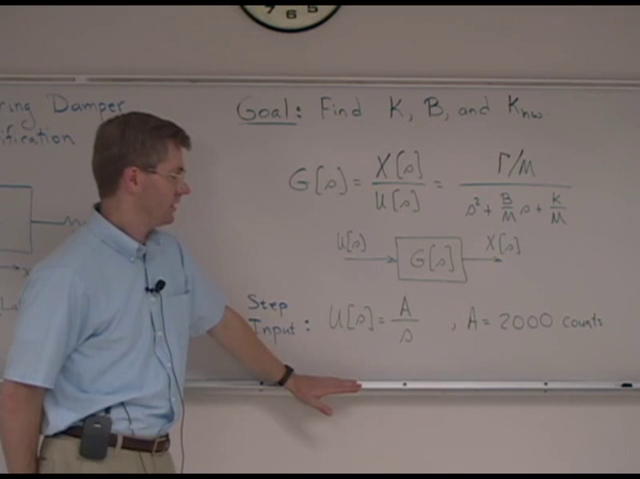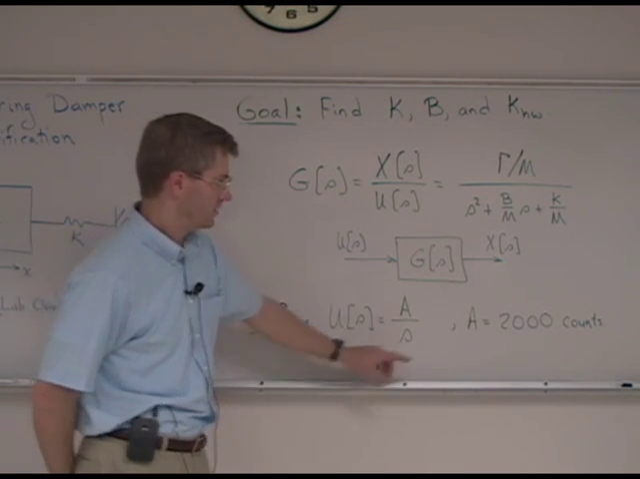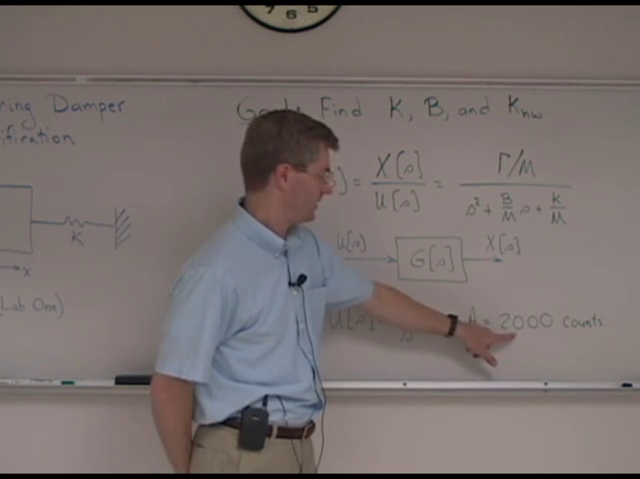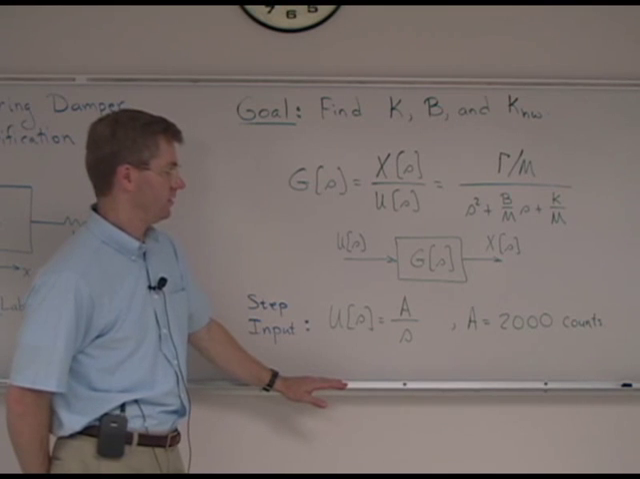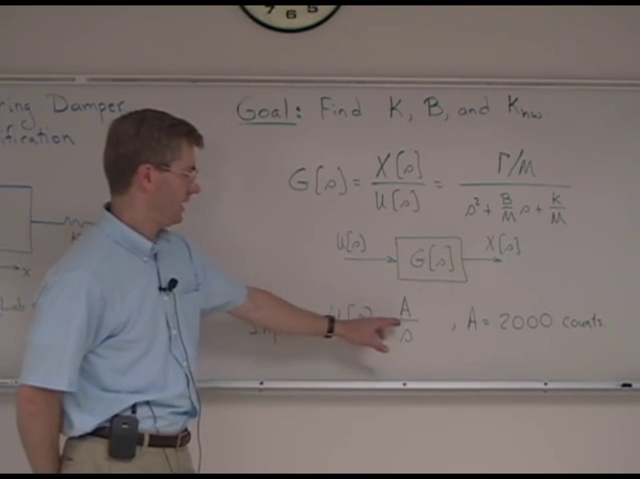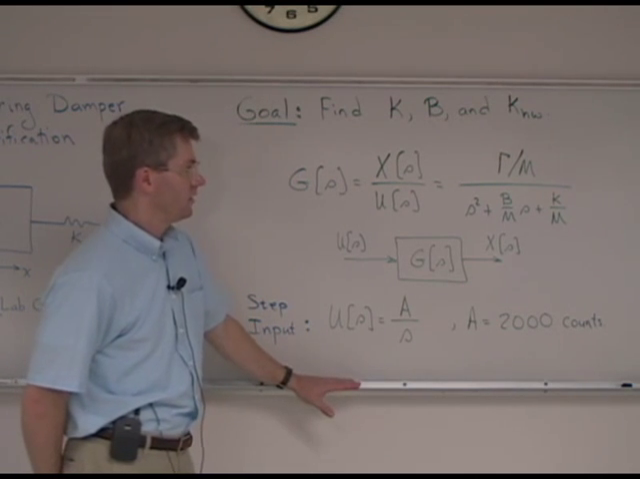And as I said earlier, 1 centimeter in our system is roughly 1,600 counts. We're going a little bit more than 1 centimeter when we apply a step command of amplitude A, 2,000 counts.